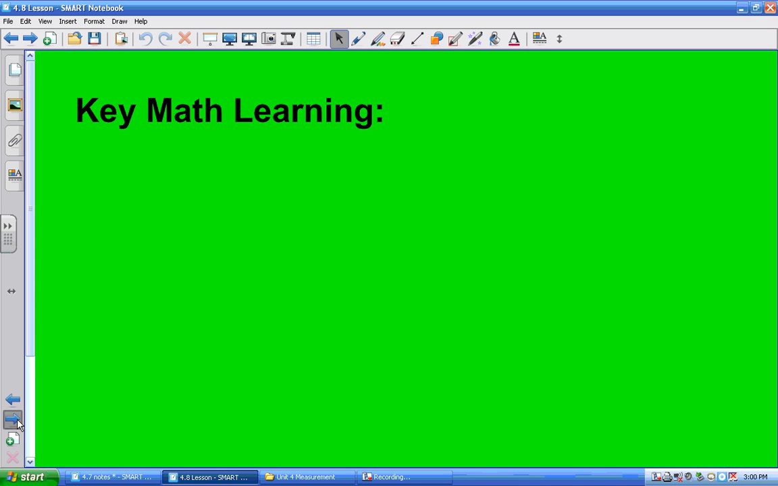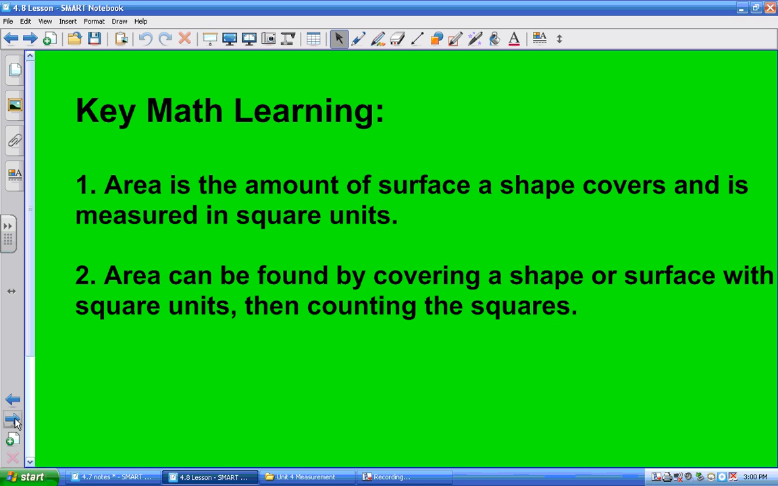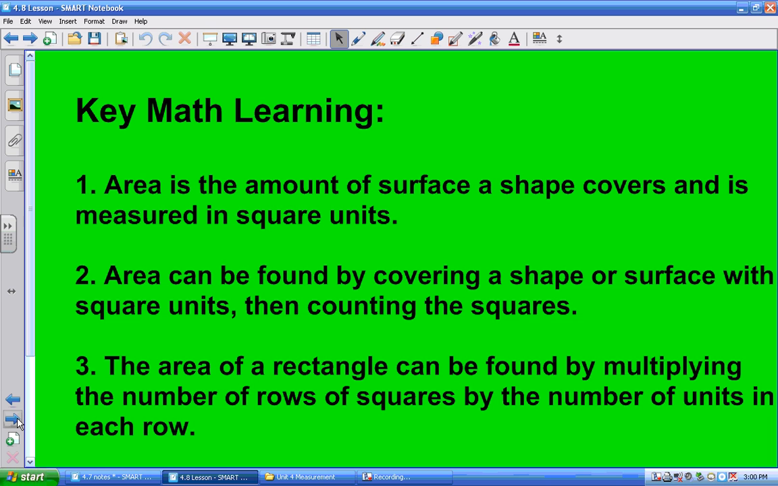So our key math learnings are, the first one, you should know this already, that area is the amount of surface a shape covers, and it's measured in square units. Okay? The next thing you have to realize is area can be found by covering a shape or surface with square units and then counting those squares. And the third one, the area of a rectangle can be found by multiplying the number of rows of squares by the number of units in each row.